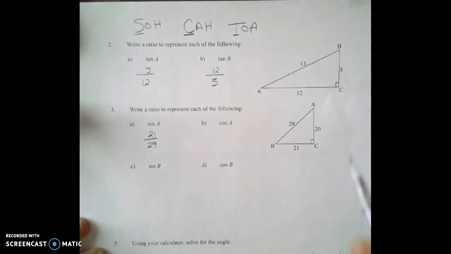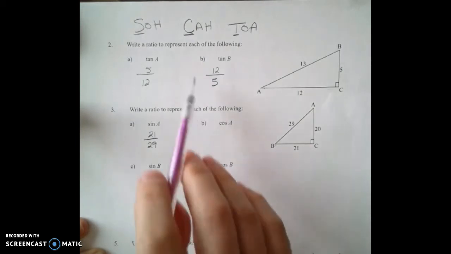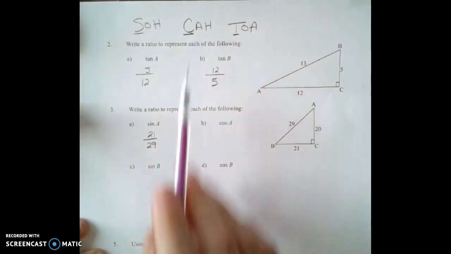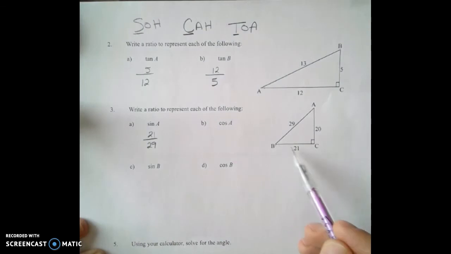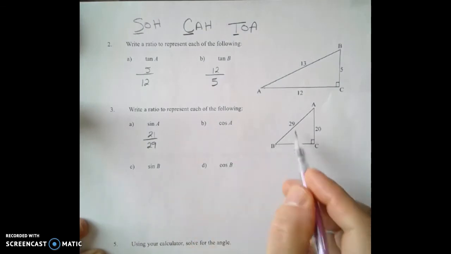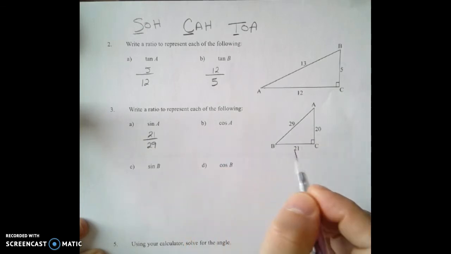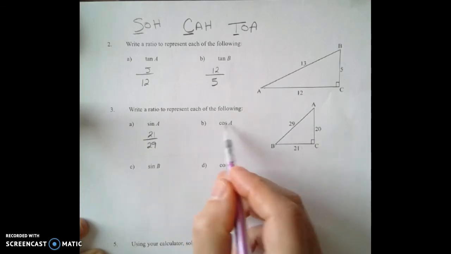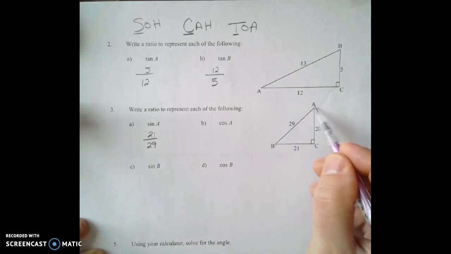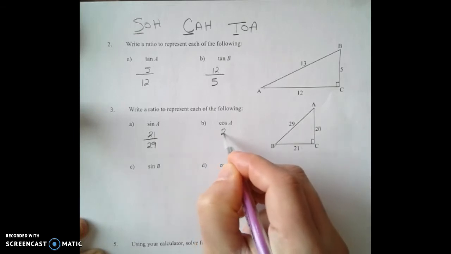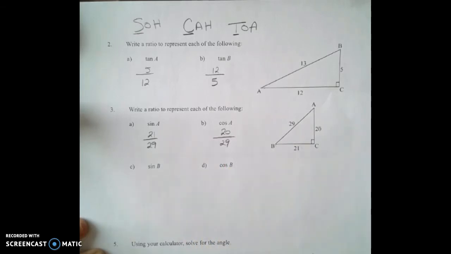For cosine of B, here's angle B. Cosine is the adjacent side over the hypotenuse. So I'm looking at the adjacent side, which is here at 21. And the hypotenuse, again, is going to be 29. So the cosine, this is for the cosine of A. Cosine of A is back up here. The adjacent side is 20. The hypotenuse is 29. So it's going to be the ratio of 20 over 29.